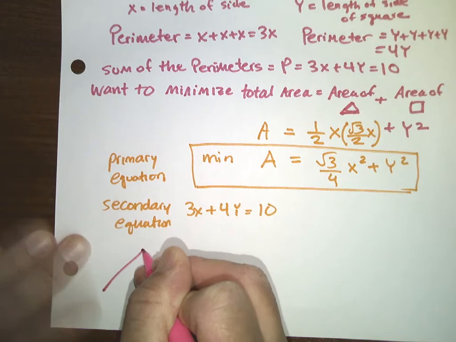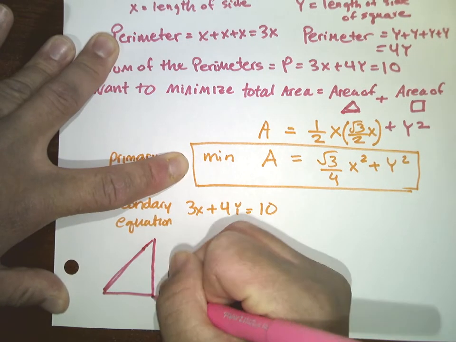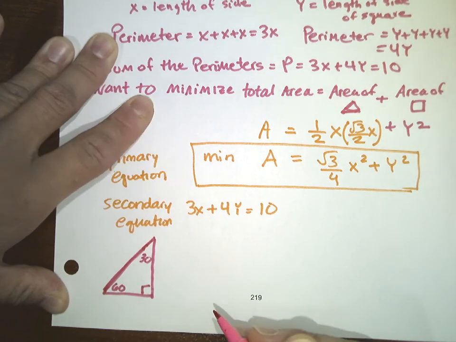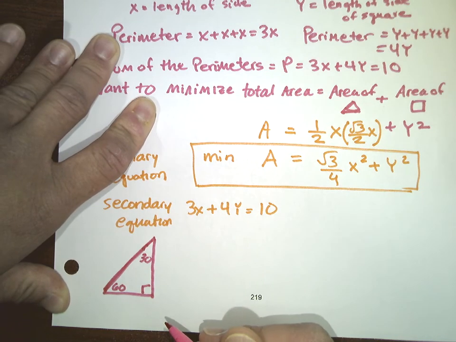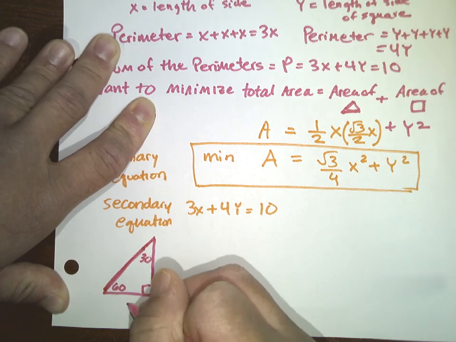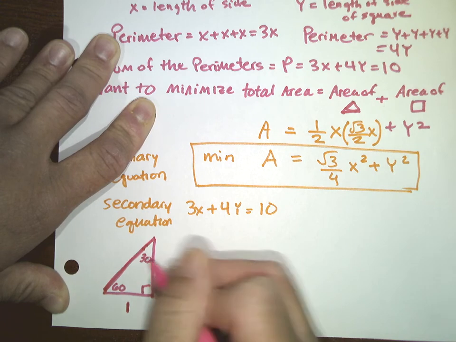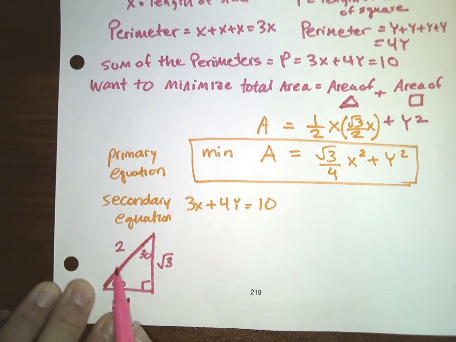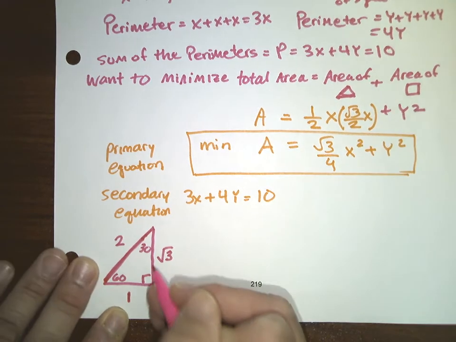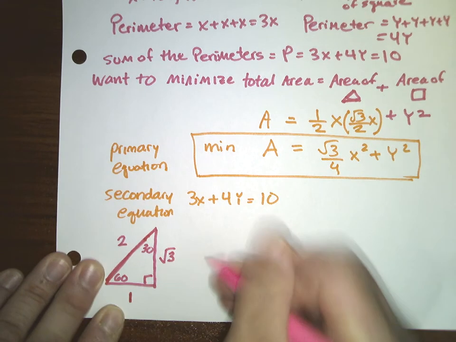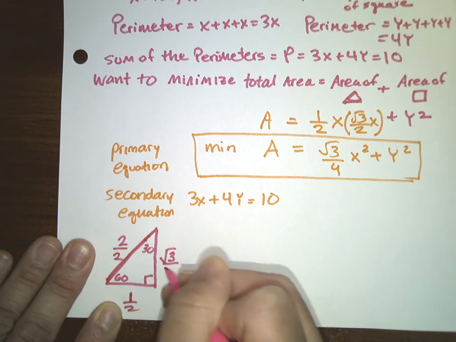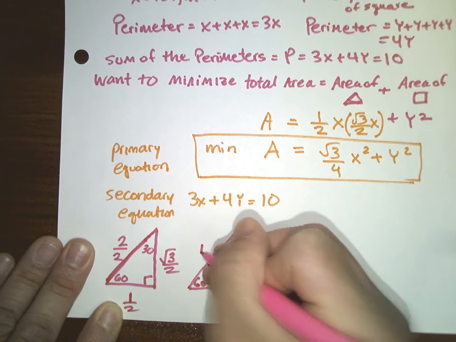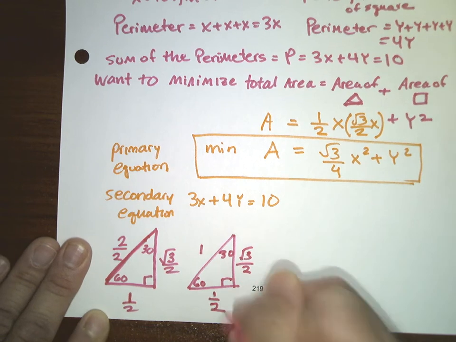All right. So normally in a 30, 60, 90 degree triangle, I know that this is going to be the 1, and then the 2, and then the square root of 3. All right, so what I can do is divide these all by 2, right? So then I have 60, 30, and 90. So that's 1, square root of 3 over 2, and then a half down here.